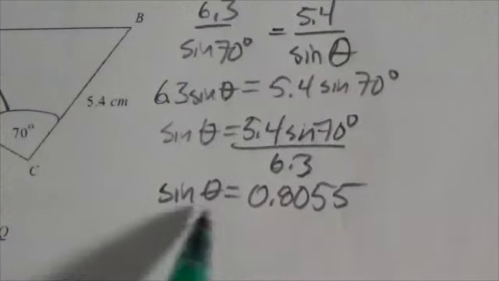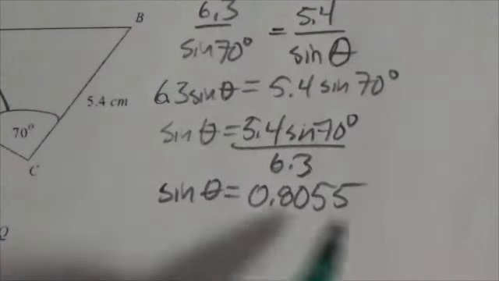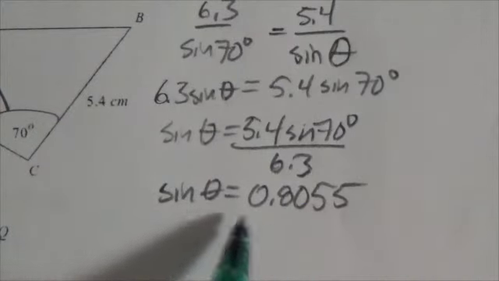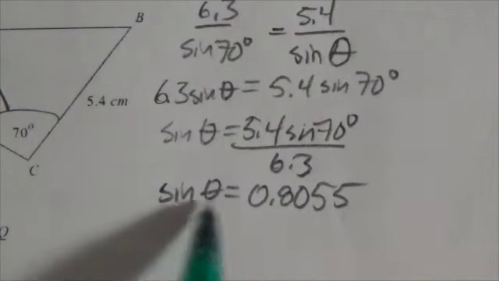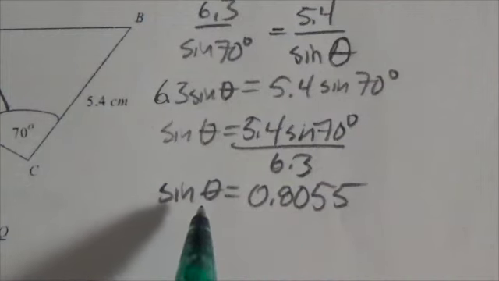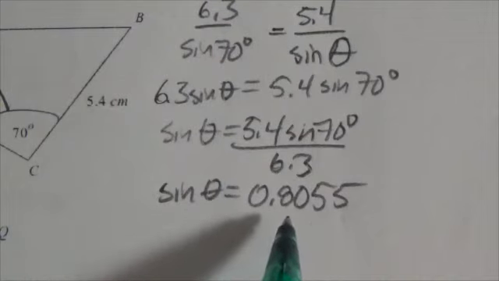0.8055. Now I go to 4 decimal places here because I'm going to end up solving for the angle. And that's pretty standard when you're writing out the ratio, to take the ratio to 4 decimal places. But here's the thing. This is a positive ratio. And if you think back to what you know about sine, it is positive in quadrants 1 and 2. It's not clear what angle this refers to.